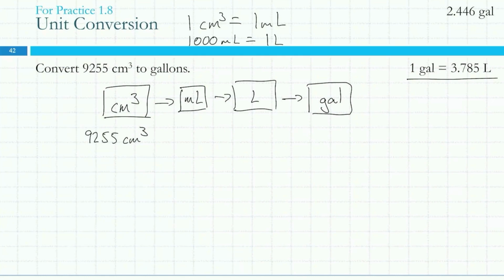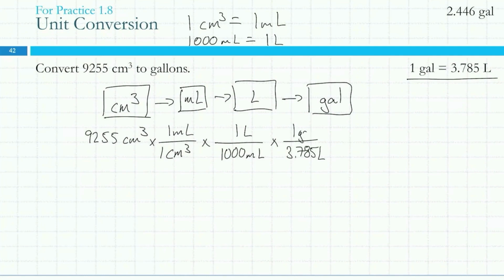Cool. And so that sets up every single step that we need. You just got to make sure that when you're writing it in here that you write the units in the correct spots. So centimeter cubed goes on the bottom, milliliter on top. So now I'm looking at milliliters, and I need to cancel out milliliters. So 1,000 milliliters goes on the bottom, 1 liter on top. And then 3.785 liters on the bottom, 1 gallon on top. And then you can multiply everything on top and then divide by everything on the bottom.